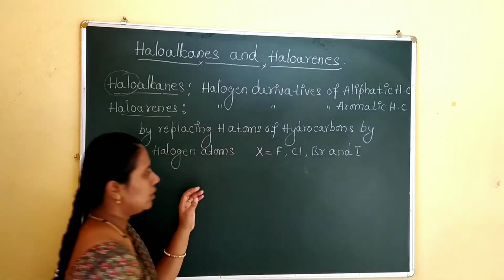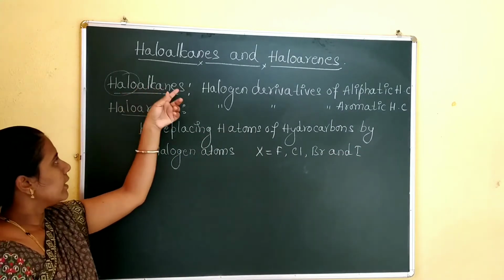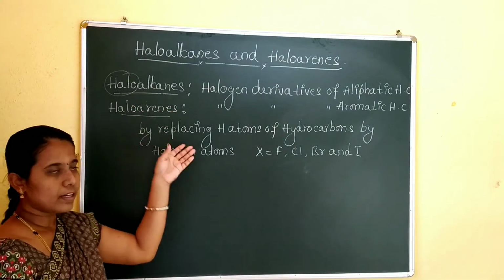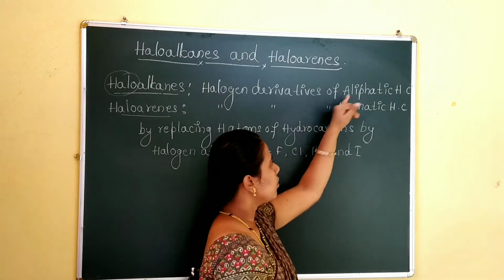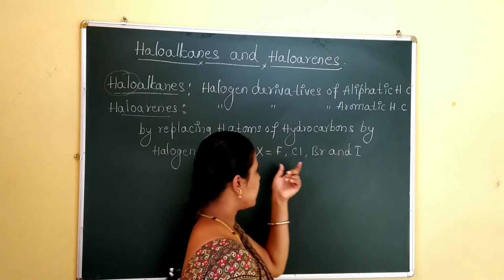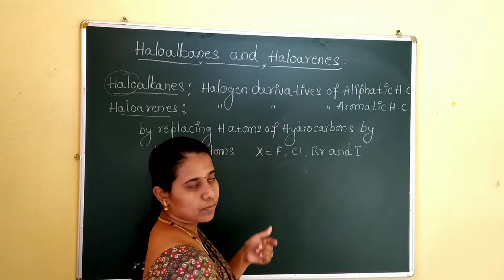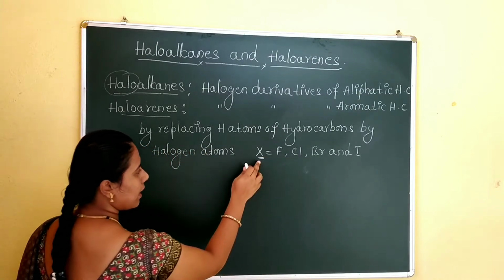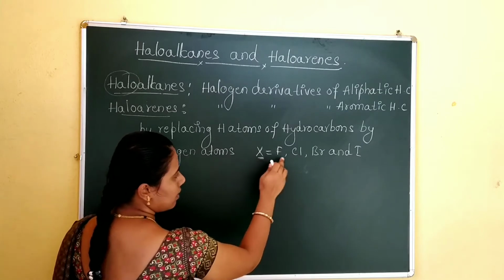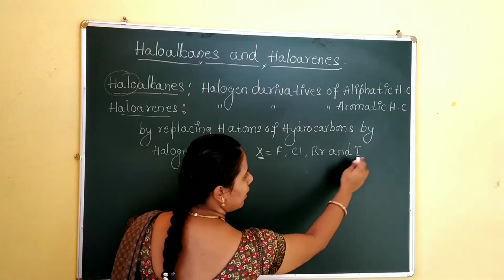See here, haloalkanes and haloarenes are obtained by replacing hydrogen atoms of the aliphatic hydrocarbons or aromatic hydrocarbons by halogen atoms. Generally, a halogen atom is represented by the symbol X. Halogen atoms are fluorine, chlorine, bromine and iodine.